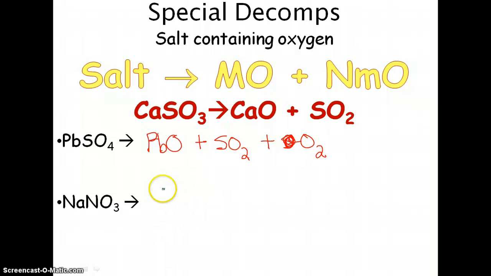All right. The other one down here is going to be sodium oxide. So Na is 1 plus, O is 2 minus. That's why we got that 2 there. And NO2. Okay? So that is what is produced. Plus, again, an oxygen.